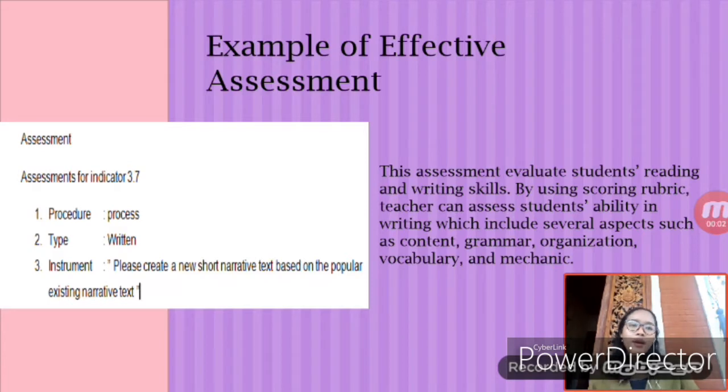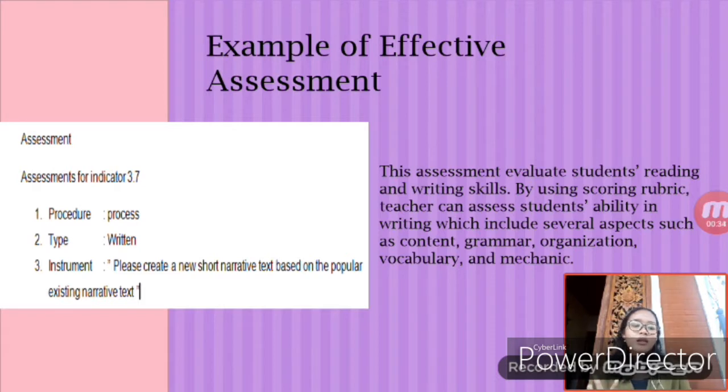Example of effective assessment. In this slide, this is the example of effective assessment that I have made. This assessment evaluates students' reading and writing skills. By giving a writing assignment, it provides an opportunity for students to test and apply their knowledge and skills.